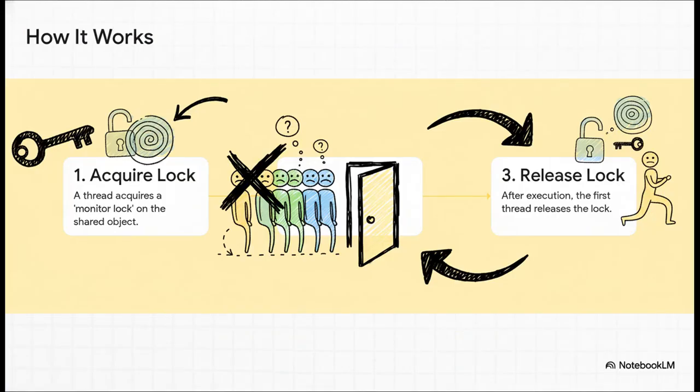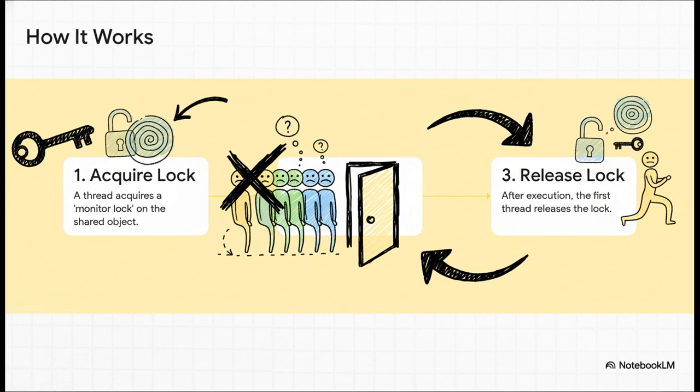Think of it like a single key to the manager's office where the cash register is. The first thread that gets there acquires a lock. It gets the key. And as long as it has that key, any other thread that comes along has to wait outside in a line. Once the first thread is finished, it releases the lock, basically handing the key to the next thread in line.